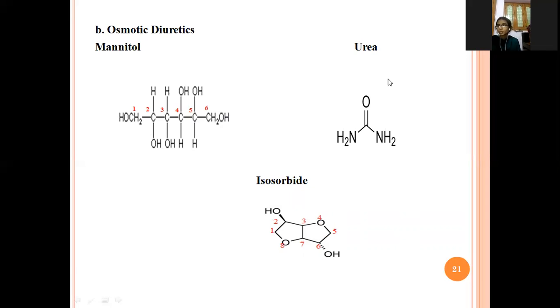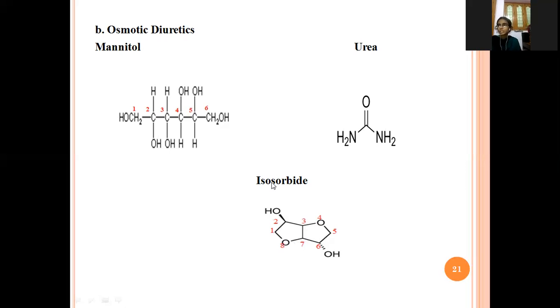Next, urea. This is the structure: the 2 amine groups are attached to the carbon and oxygen atom. Next, isosorbide. Here, this is the structure of D-glucitol. For the D-glucitol, in the second and the sixth position, the two hydroxyl groups are present.